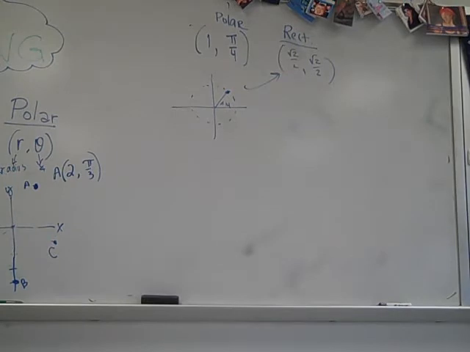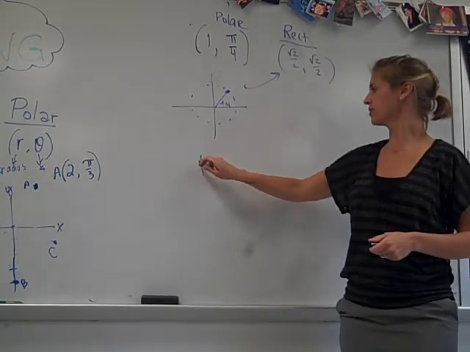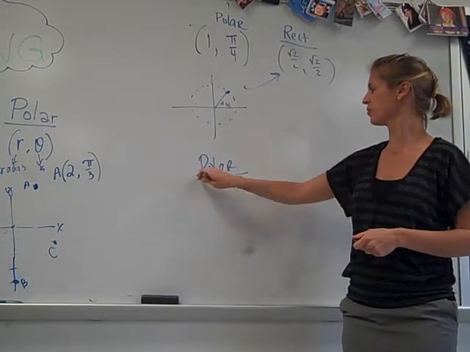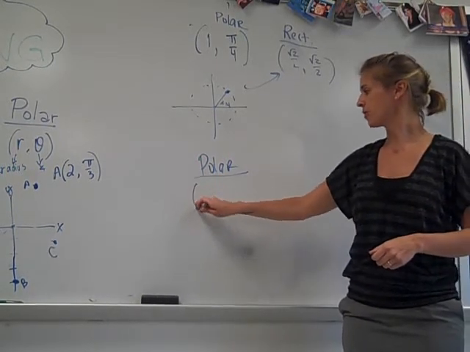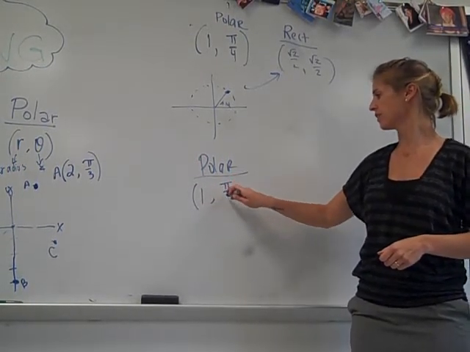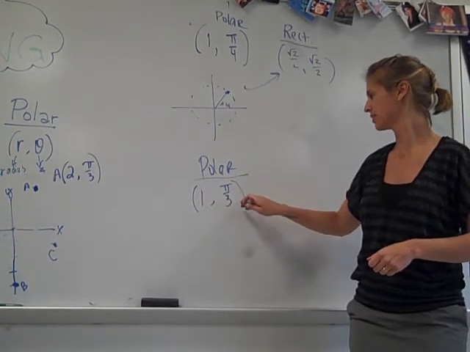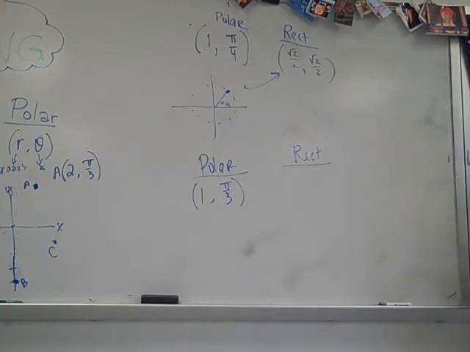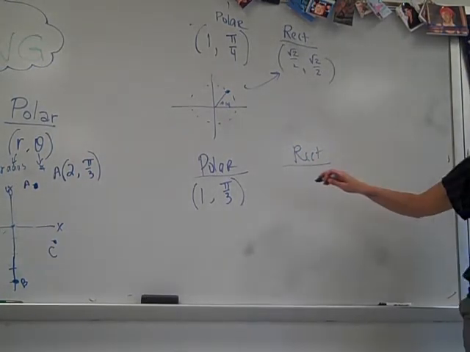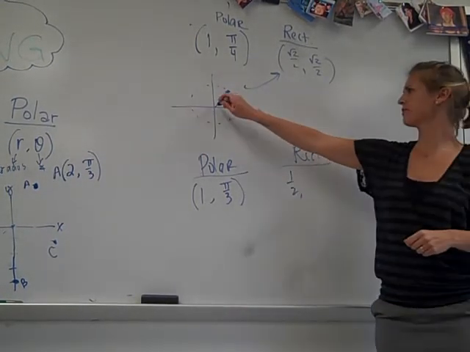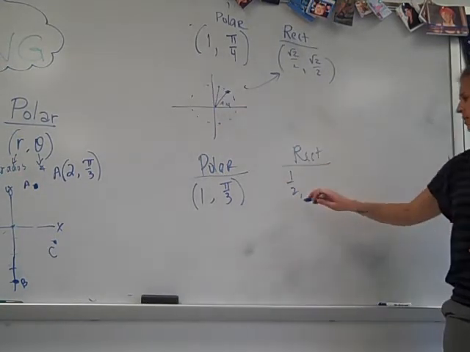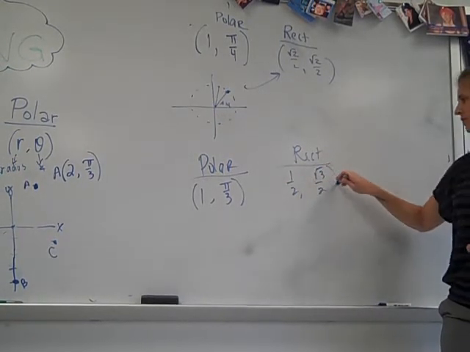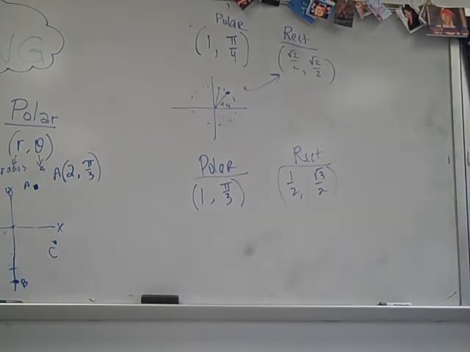There's other ones that work too, right? If I have the polar coordinate 1 and pi over 3, what's the rectangular coordinate for that? Pi over 3 is going to be up here: 1/2, root 3 over 2. So that's how these kind of correspond.